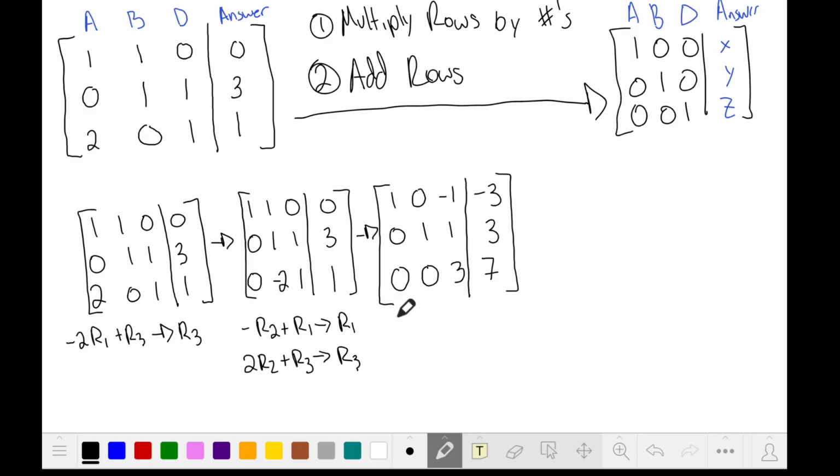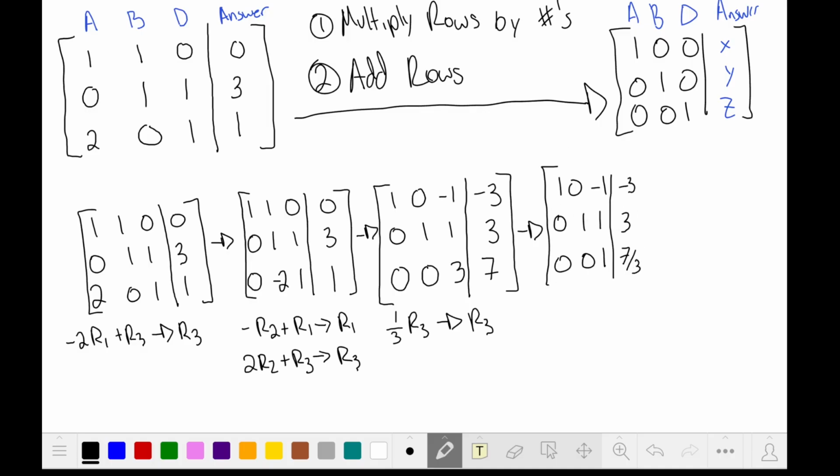So what I'm going to do is I'm going to do 1 over 3 times row 3 becomes my new row 3. So I'm going to have 1, 0, -1, -3, 0, 1, 1, 3, 0, 0, 1, 7/3. Throw that horizontal line. We close up the matrix. Perfect. Now we're almost done.